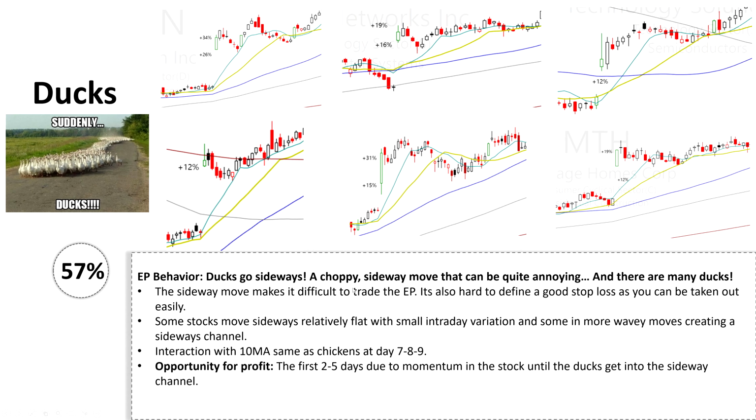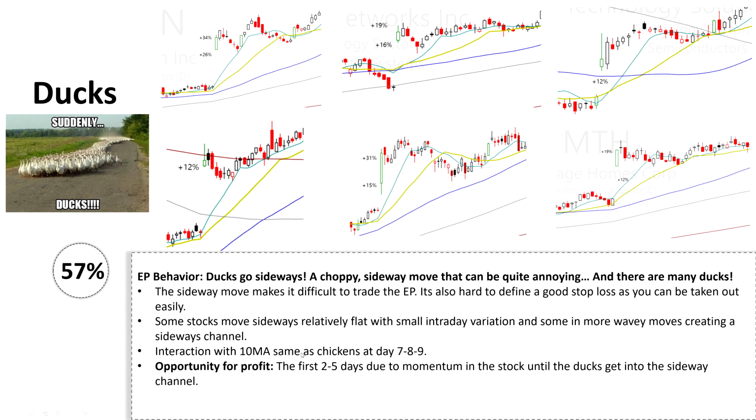The sideways move makes it difficult to trade the EP. It's also hard to define a good stop loss as you can be taken out easily. Some stocks move sideways relatively flat with small intraday variation, and some in more wavy moves, creating a sideways channel. Here you see it's a wave and it kind of goes in a channel. Here is a more wavy move and it starts to create a channel. Here is also a channel, but it's not so wavy. You just buy it and it stays sideways and is super annoying.